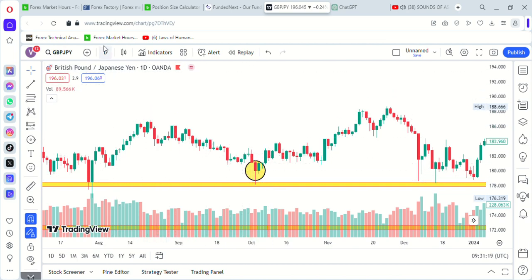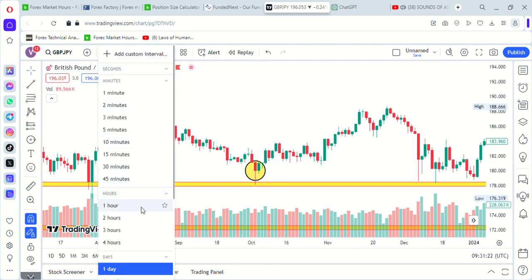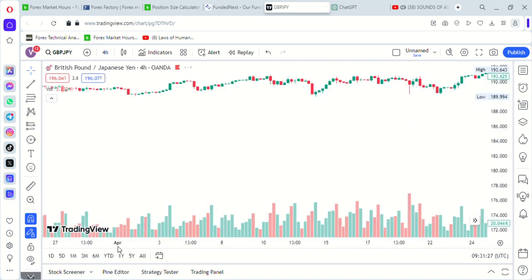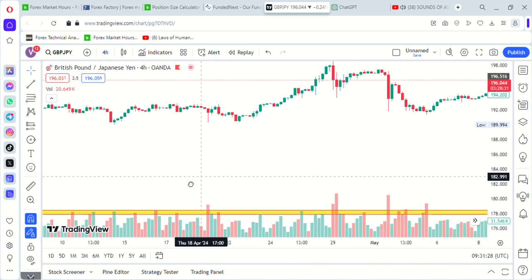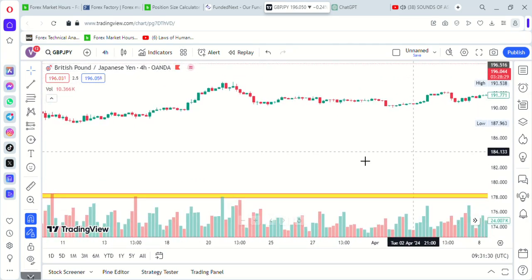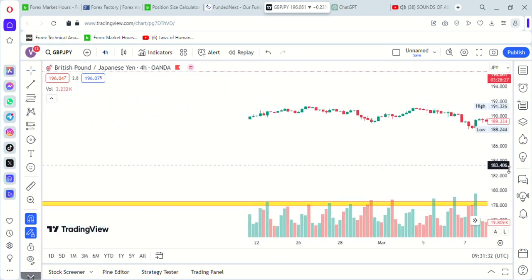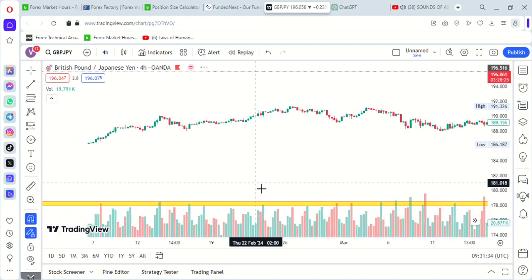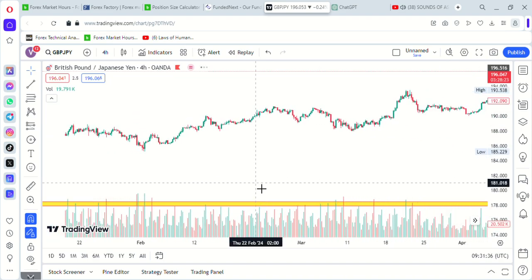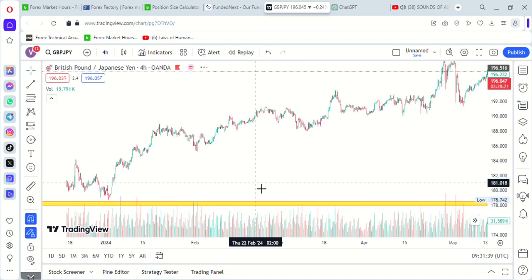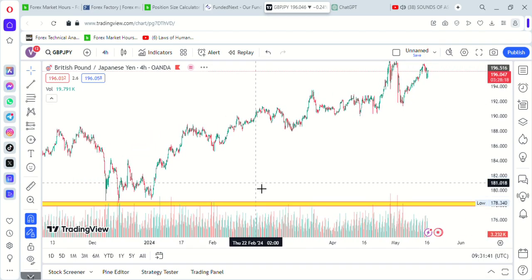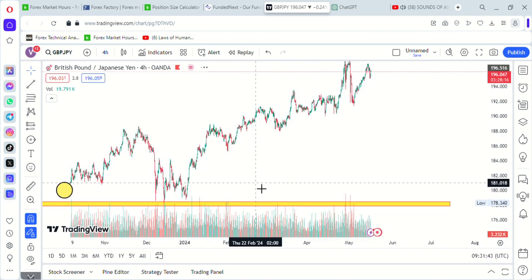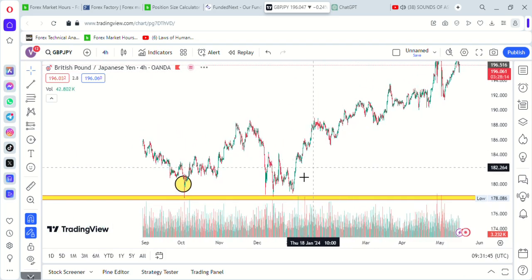If you come to 4 hours, let's come to 4 hours and identify it, and see that it should be this side. Okay, you can see the hammer here.